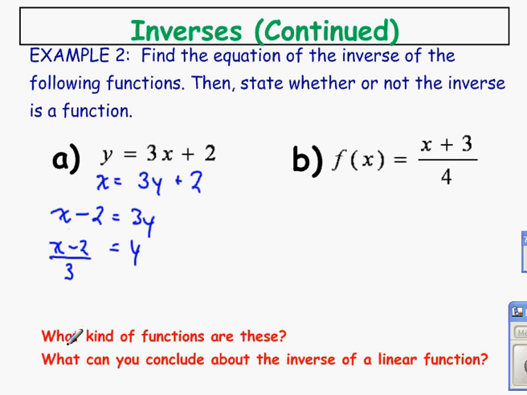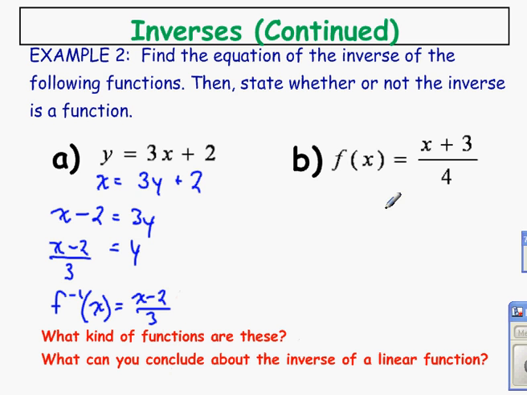Okay? If this is a function, then we want to write it in function notation. So we take a look at it. y equals x minus 2 over 3. That's a line, right? We just have an x and then another term with just a number. So this is a function. It's a linear function. So we can write our inverse in function notation. So f inverse equals x minus 2 divided by 3.